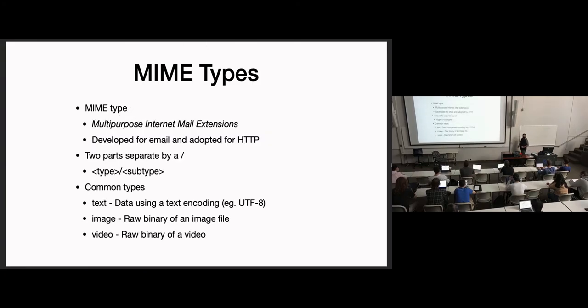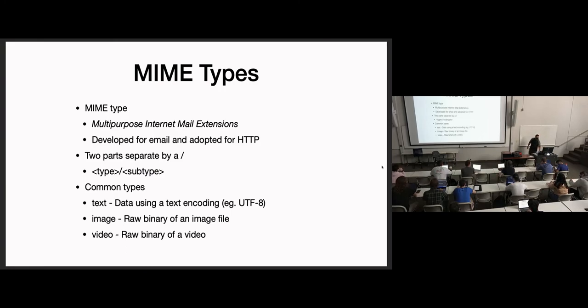MIME, multi-purpose internet mail extension, was originally just for email, but when HTTP started becoming more popular, the HTTP inventors, developers, decided, hey, this MIME type thing is pretty cool, we're going to adopt that and use that for HTTP requests as well. So every HTTP message with content is going to specify its MIME type through the Content-Type header.